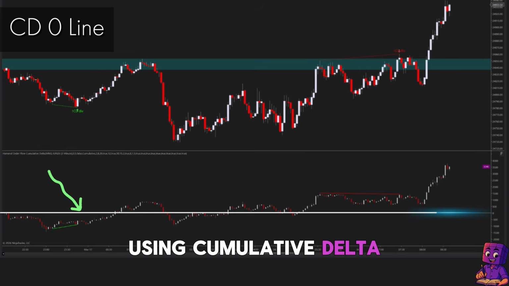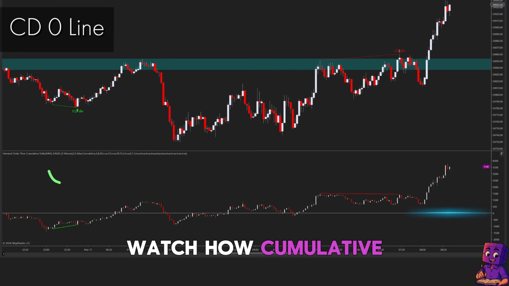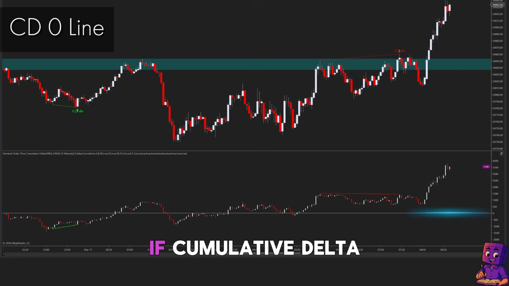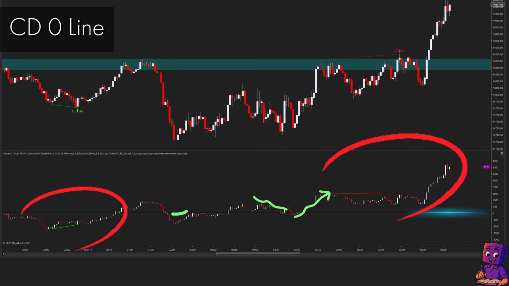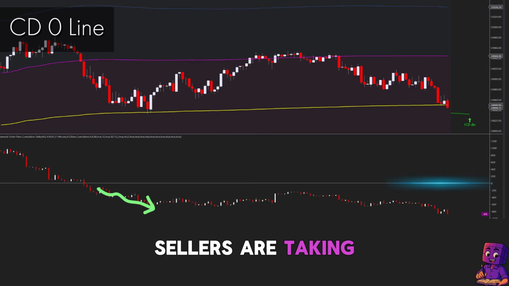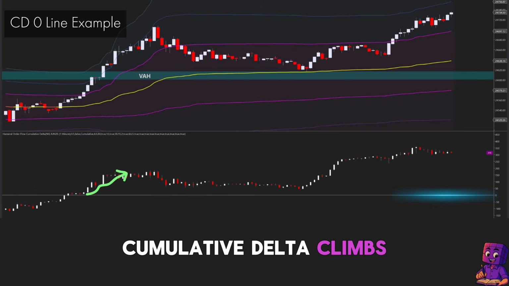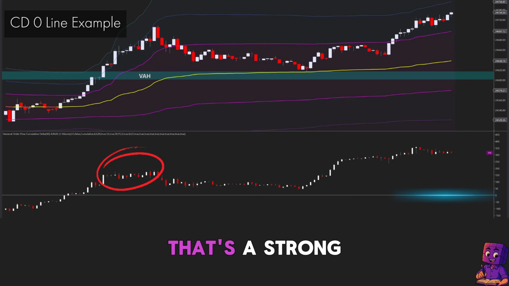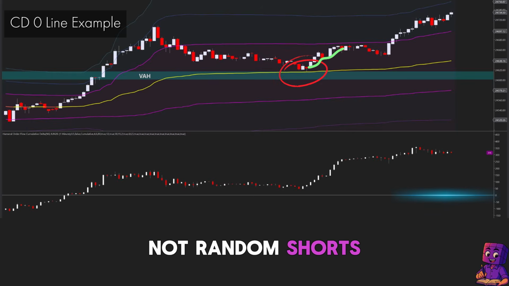Another way of using cumulative delta is zero line reclaim or loss. Control shift. Many strategies watch how cumulative delta behaves around the zero line. If cumulative delta was negative, then reclaims zero and holds, buyers are taking control. If cumulative delta was positive, then loses zero and holds below, sellers are taking control. Example of a shift to bullish. Early session, cumulative delta is below zero, sellers dominant. Cumulative delta climbs, crosses the zero line and holds above it. That's a strong clue of a control shift. Now you look for long scenarios at pullbacks, not random shorts.